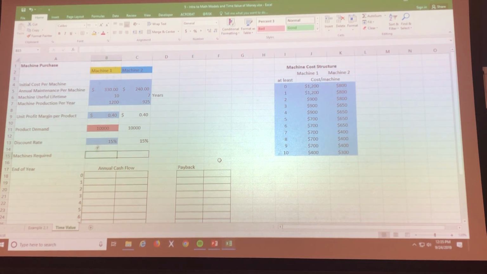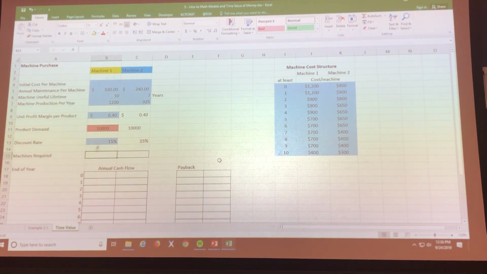You know, take the demand, because we're trying to get a quantity of machines, and we know how many we need in total. We also know how many each machine can make, right? So we take the demand and we divide it by the production capacity of the machine, and it'll tell us how many machines we need. Let me back up just real quick.